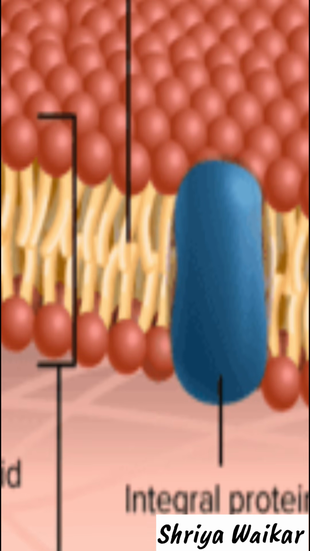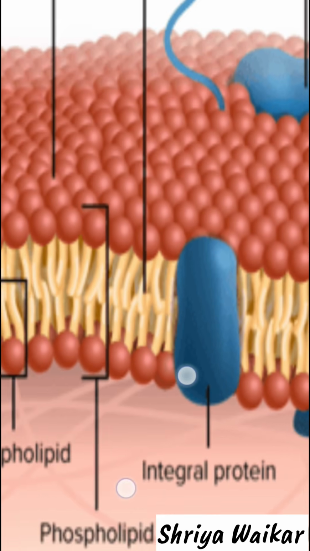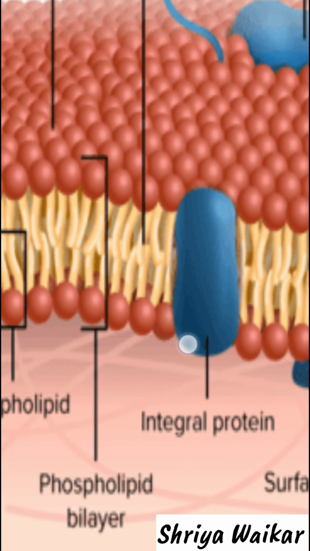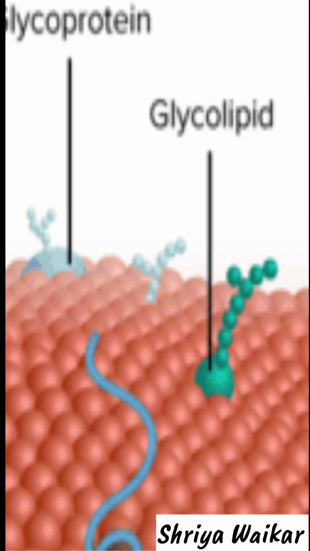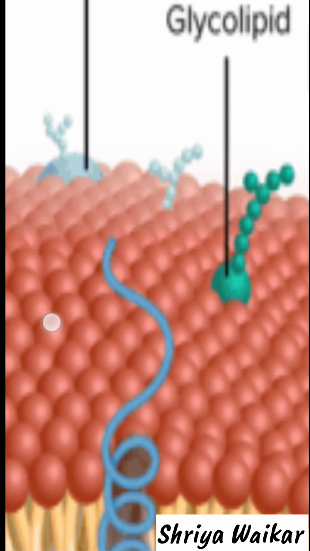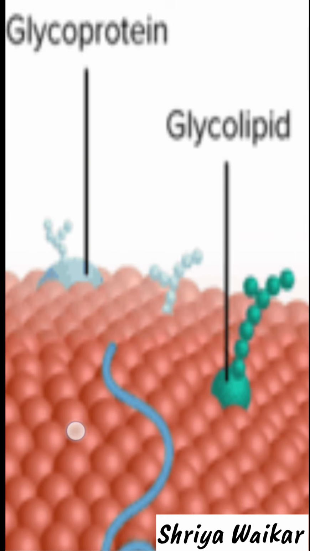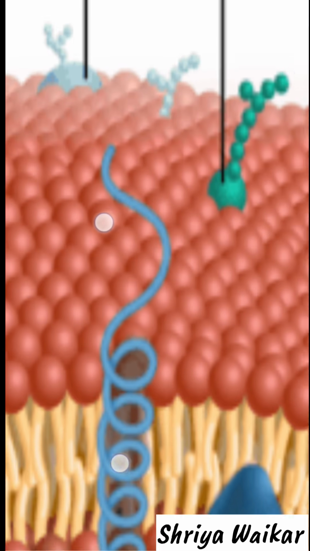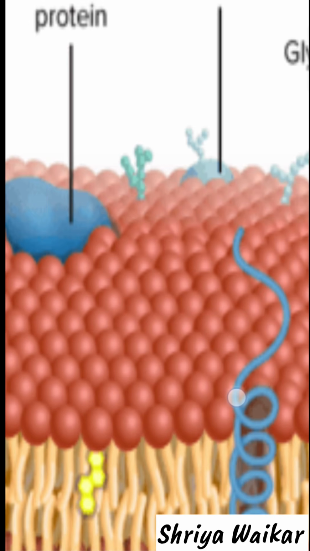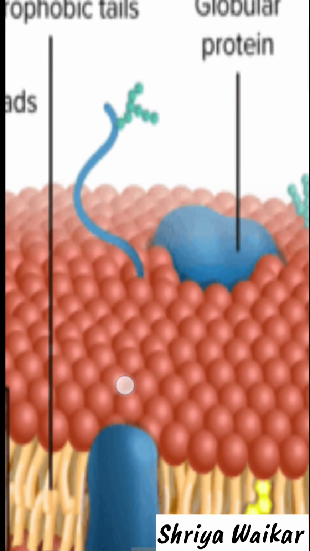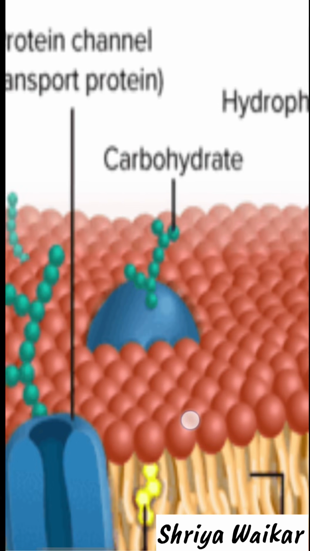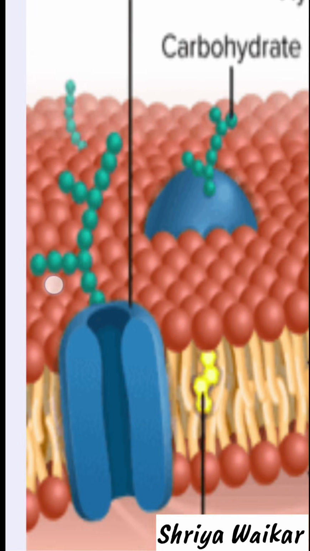Here the integral proteins span the entire membrane to transport molecules. So the integral proteins are present inside, whereas peripheral proteins, as we can see here, sit on the surface for signaling. They are the outside ones. The glycoproteins are sugars attached to proteins for cell recognition, and glycolipids are sugars attached to lipids to stabilize the structure.